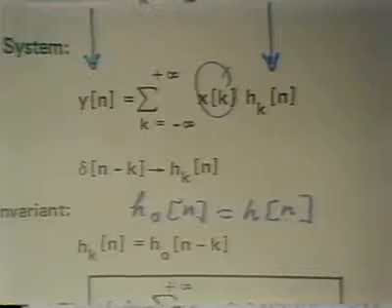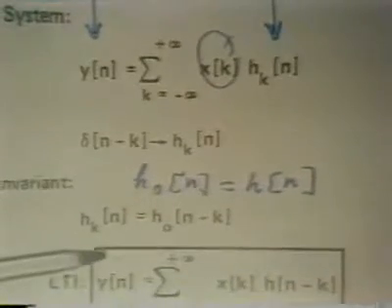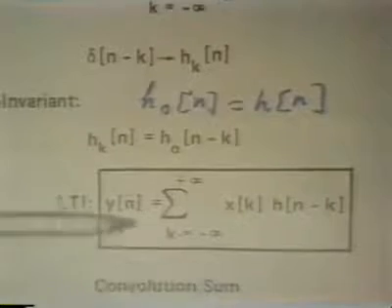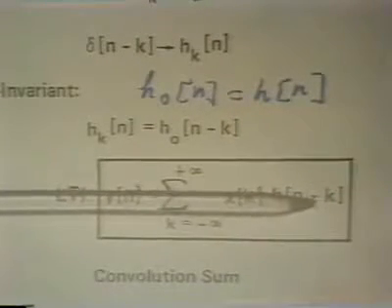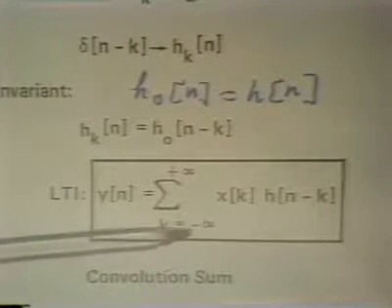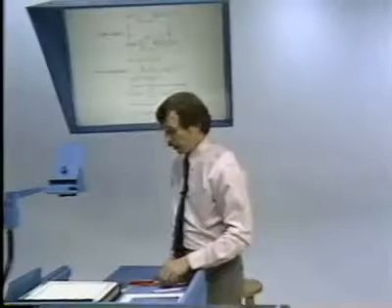And so the consequence then is, for a linear time invariant system, the output can be expressed as this sum, where h of n minus k is the response to an impulse occurring at time n equals k. And this is referred to as the convolution sum. Now, just to emphasize how we've gone about this, let me show it from another perspective.